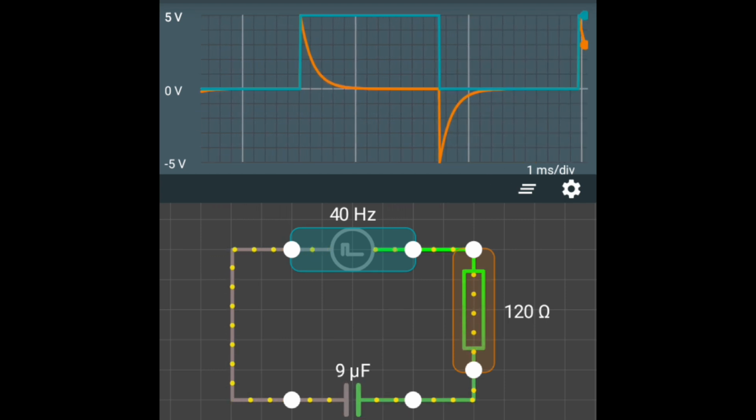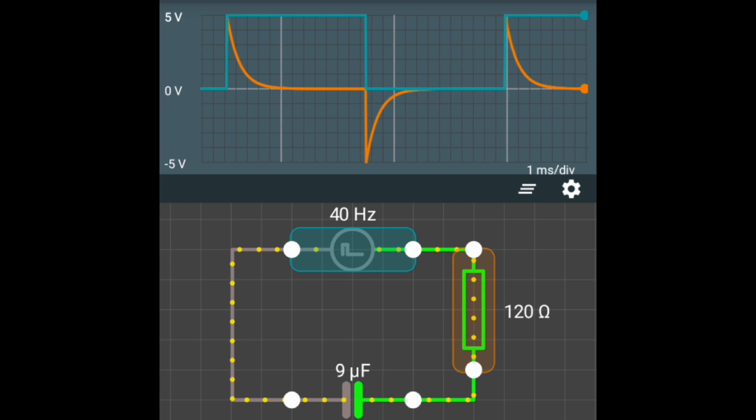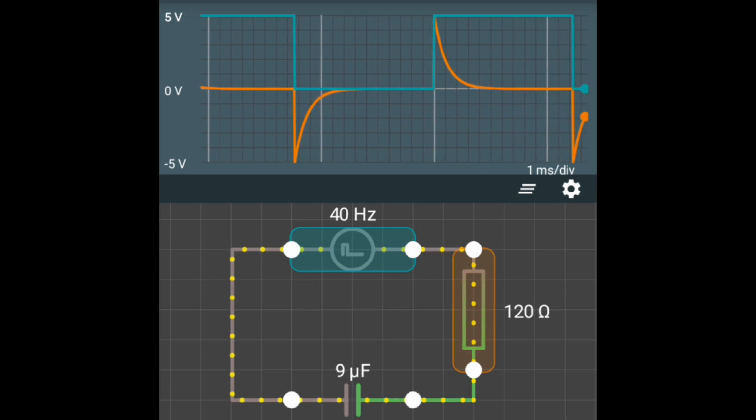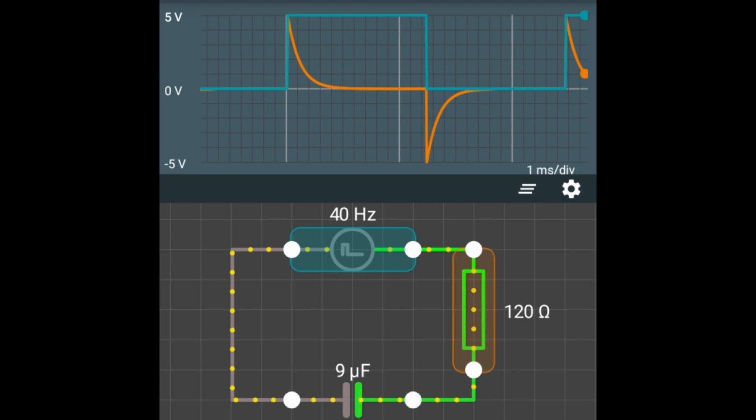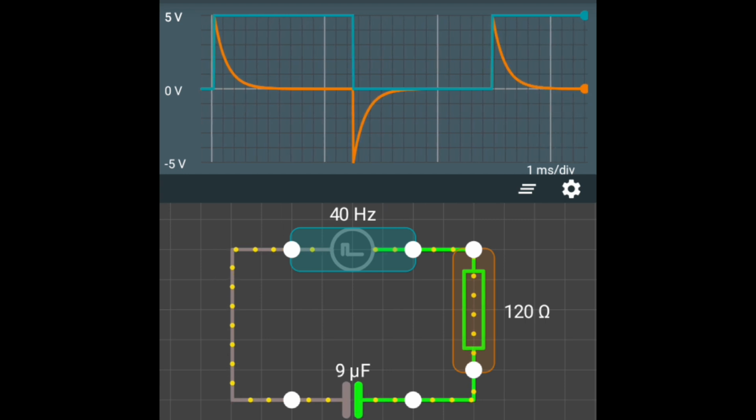When the input voltage jumps from low to high, the rising edge, the capacitor charges rapidly, allowing a sudden surge of current. This creates a sharp positive voltage spike across the resistor.